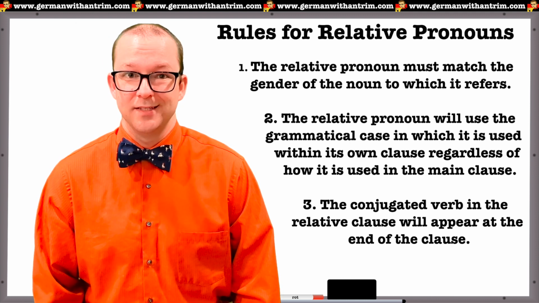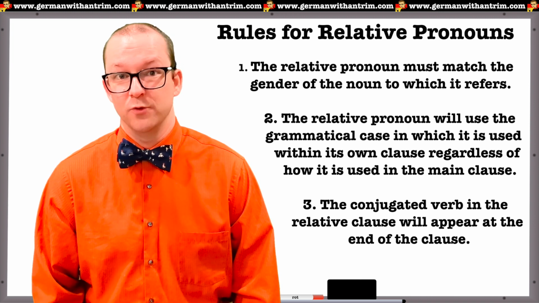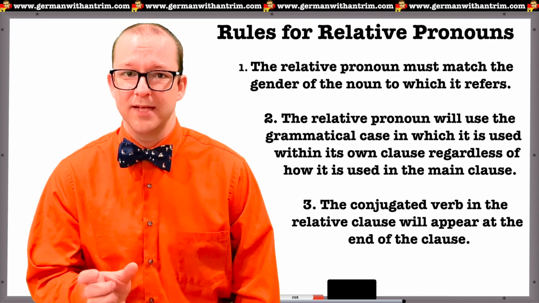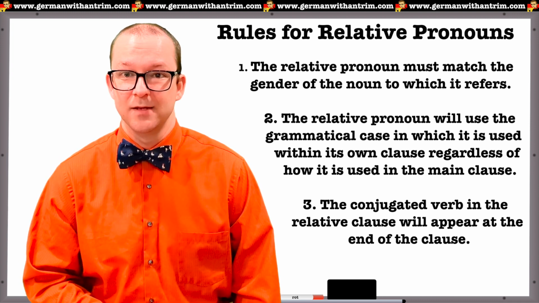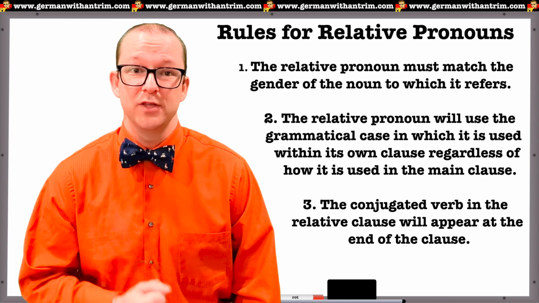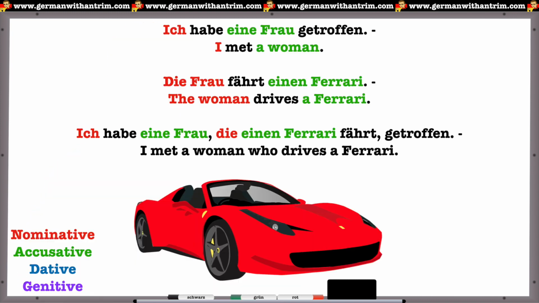Again, the easiest way to see how we chose which case to use with the relative clause is to split the sentence in half and see how the noun that we are replacing would be used in that sentence. For that reason, I will show you two parts first and then show you the sentence together with the relative pronoun and clause. Ich habe eine Frau getroffen. I met a woman. Die Frau fährt einen Ferrari. The woman drives a Ferrari. Ich habe eine Frau, die einen Ferrari fährt, getroffen. I met a woman who drives a Ferrari.